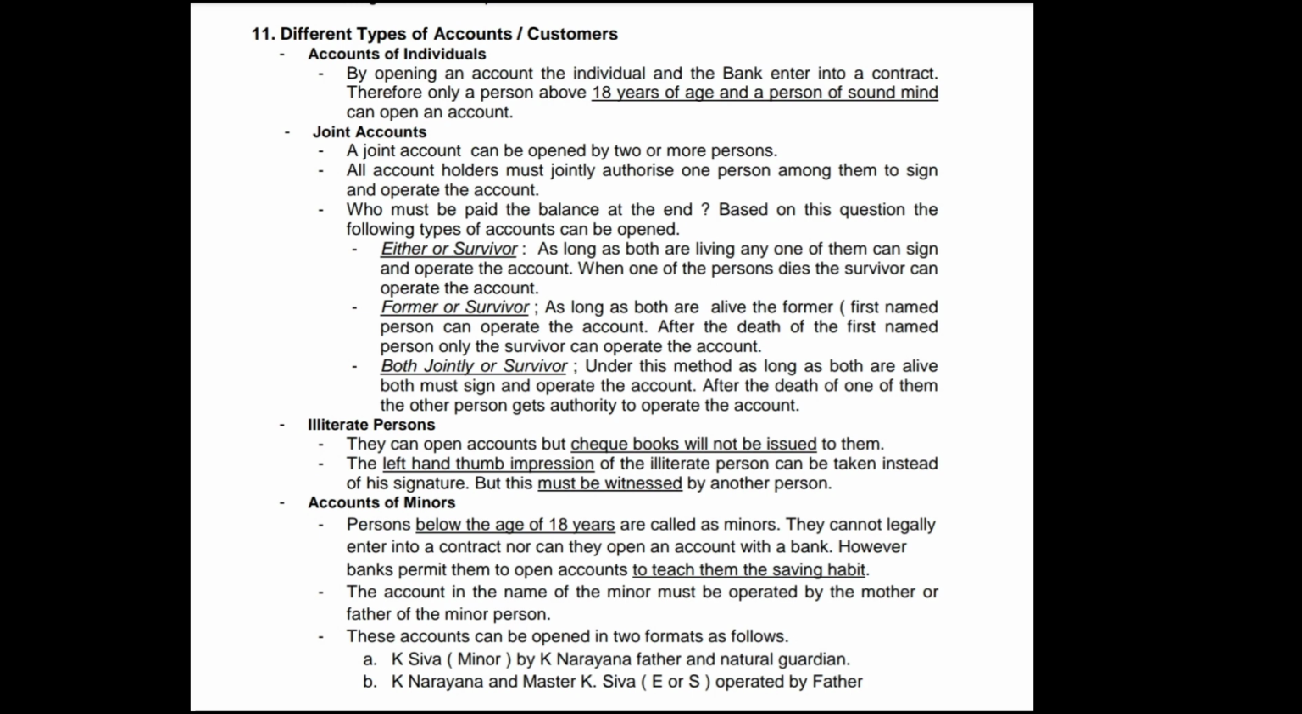Either or survivor: as long as both are living, any one of them can sign and operate the account. When one of the persons dies, the survivor can operate the account. Former or survivor: as long as both are alive, the former, the first named person, can operate the account. After the death of the first named person, only the survivor can operate the account. Both jointly or survivor: under this method, as long as both are alive, both must sign and operate the account. After the death of one of them, the other person gets authority to operate the account.